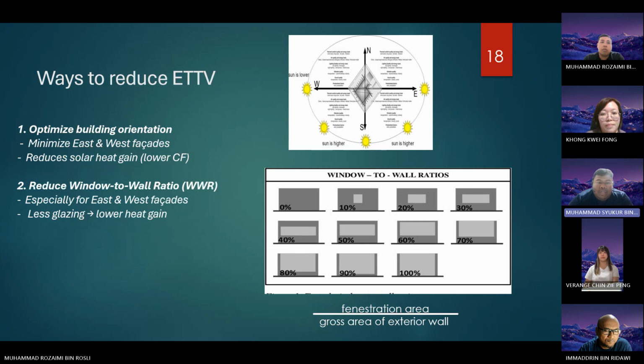Okay, so ways to reduce the ETTV. First, optimize the building orientation, like minimizing east and west facades. Number two, reduce solar heat gain or lower the CF. Number three, reduce the window-to-wall ratio, WWR, especially for the east and west facades. And lastly, less glazing equals lower heat gain. Next, I'll pass to my colleague, Yvonne.